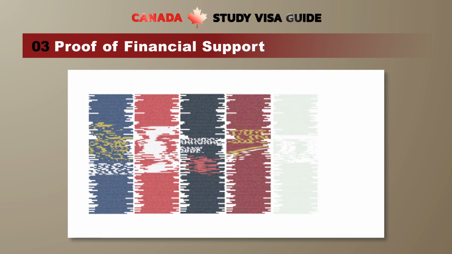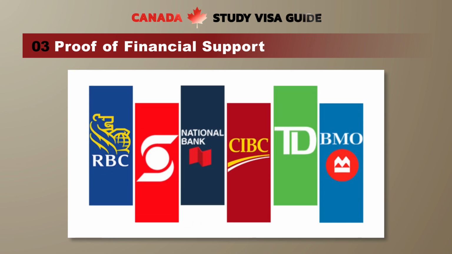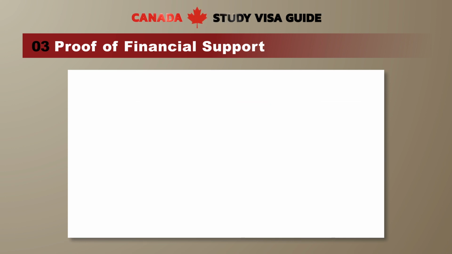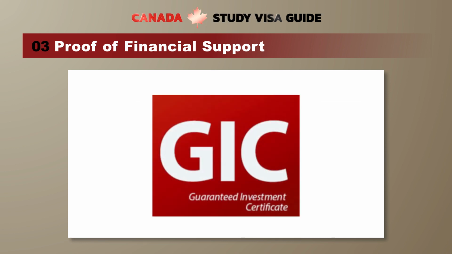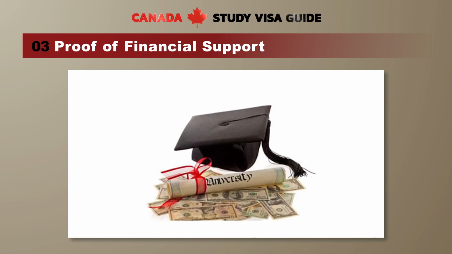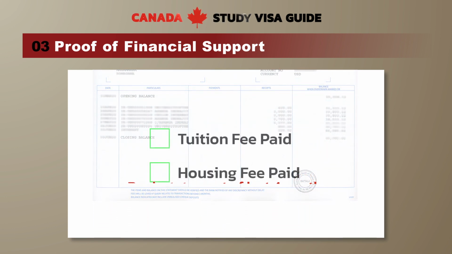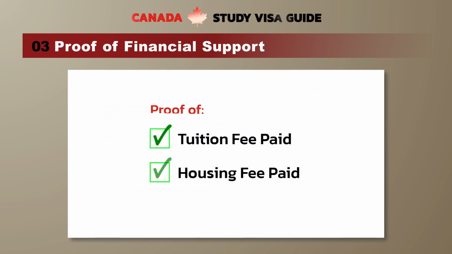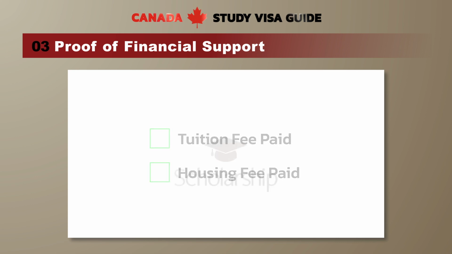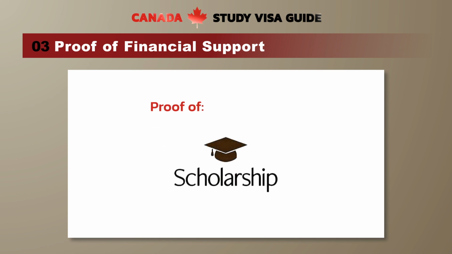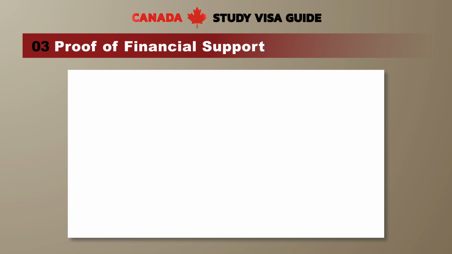Financial support can be proved in the form of proof of a Canadian bank account under your name, if you've transferred money to Canada. A guaranteed investment certificate, GIC, from a Canadian bank, proof of a student or education loan from a bank, your bank statements from the last 4 months, proof of your paid tuition and housing fees, proof of a scholarship or any other document that proves you have got your finances covered during your stay in Canada.